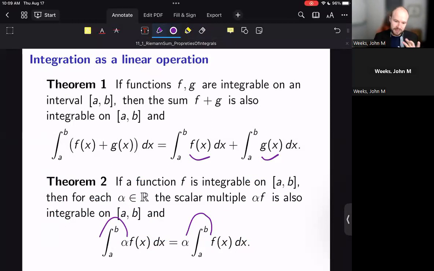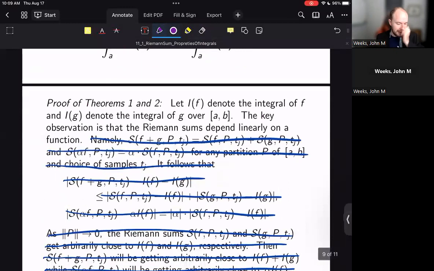So that is what we're showing with these two theorems here. Here you have a linear operation to be working with. Let's see what that proof looks like. First, we denote our integrals for f and g to be I of f and I of g respectively. The key observation is that Riemann sums themselves, not even just the integral, are going to depend linearly on the function.